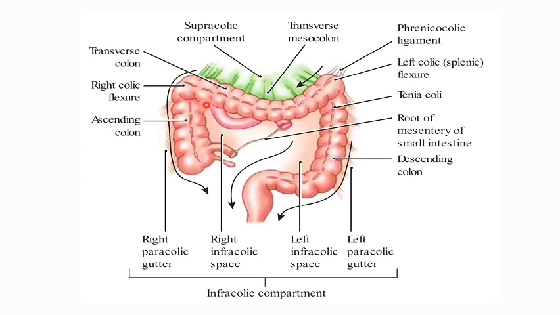Look at the right infracolic space. The boundaries are: above, the transverse colon and its mesocolon; on the right side, the ascending colon; on the left side, the right layer of the mesentery. So the apex lies somewhere here at the ileocecal junction. So it is triangular and it is completely closed, and hence any infection from the pelvic cavity or anywhere else cannot reach the right infracolic space.